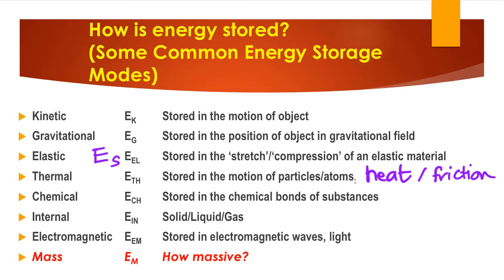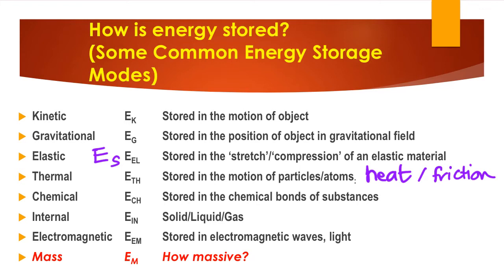Chemical energy is energy stored in the chemical bonds of substances. We're not going to do a terrible lot with that. We may mention it here and there. That's more of what you would be studying in chemistry class. Internal energy is energy internal to a substance based on its internal structure. Is it a solid? Is it a liquid? Is it a gas? Is it plasma? It really has to do with the state of matter and the arrangement of the atoms and molecules. Electromagnetic energy is energy stored in electromagnetic waves or light.